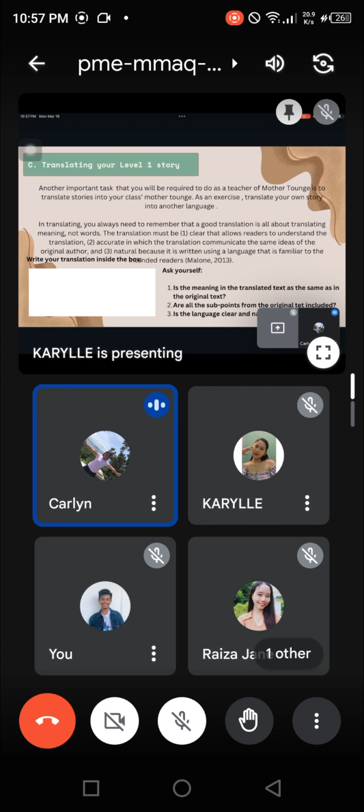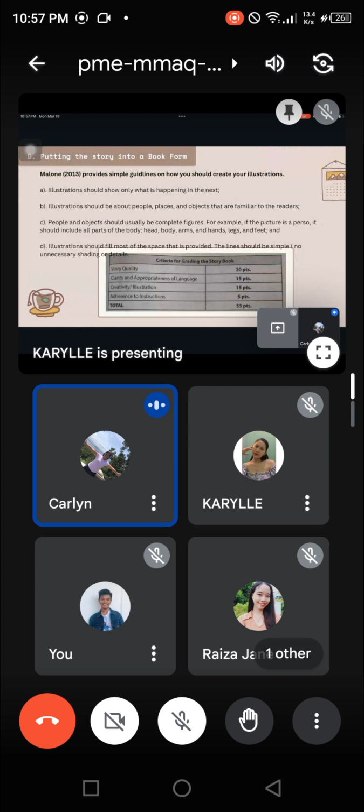Or number 3, is the language clear and natural? O same with the introduction, kailangan daw tanungin natin sarili natin kung yung ginamit nating mga salita ay malinaw at natural lang para maging familiar sa mga bata. Next please.